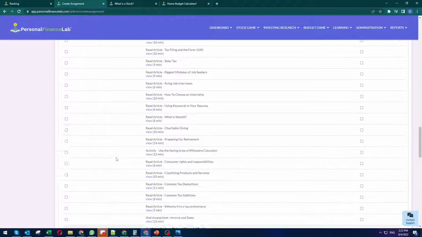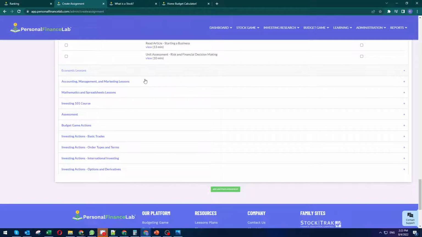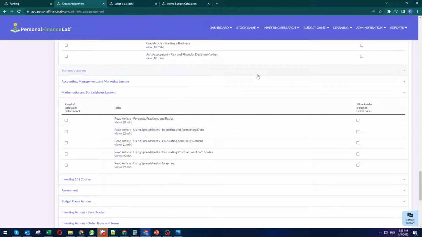We also have in our mathematics section several activities that utilize spreadsheets. So these spreadsheet lessons require students to get data from their PersonalFinanceLab portfolio or budgeting game, and then use that to conduct different types of activities. So making graphs, or really just how do you get the information from PersonalFinanceLab into a spreadsheet, calculating daily returns, or calculating profits and losses, those kinds of things.